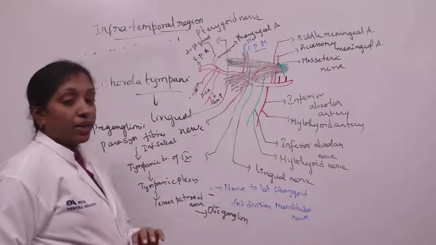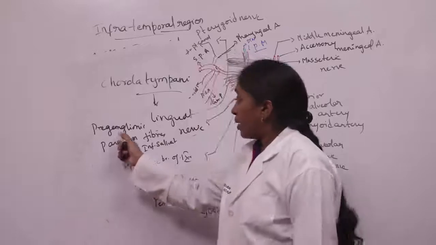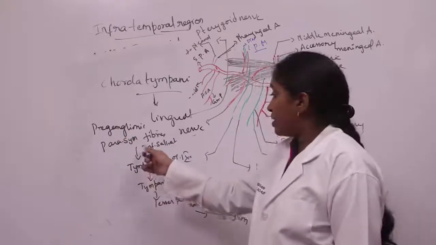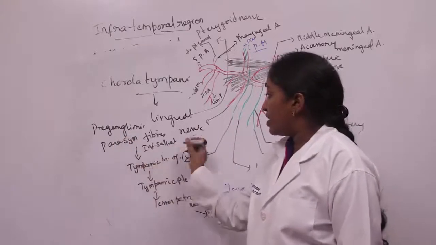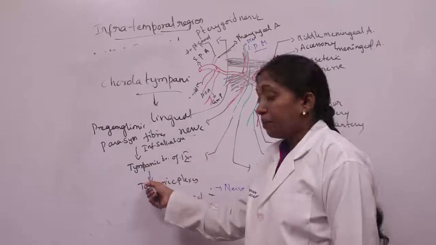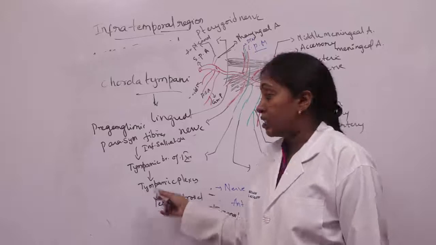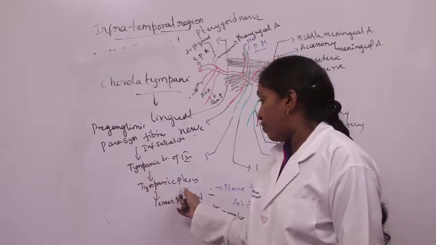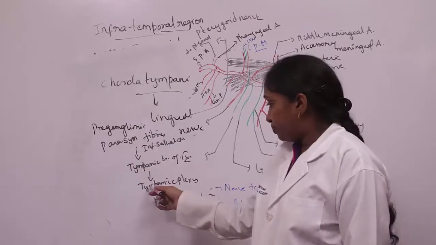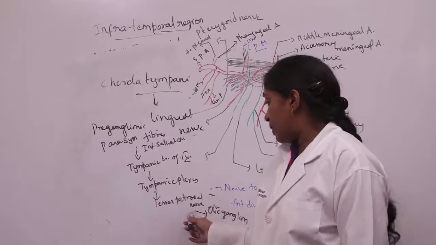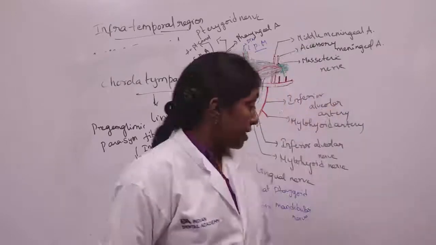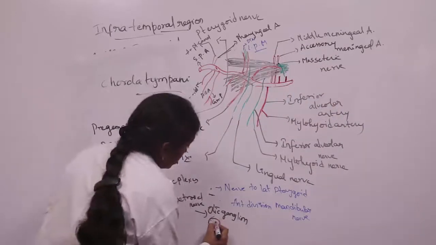So the otic ganglion communicates with the preganglionic parasympathetic fibers which arise from the inferior salivatory nucleus and the tympanic branch of the glossopharyngeal nerve. They form the tympanic plexus, and from the tympanic plexus the lesser petrosal nerve, and from the lesser petrosal nerve they relay in the otic ganglion.